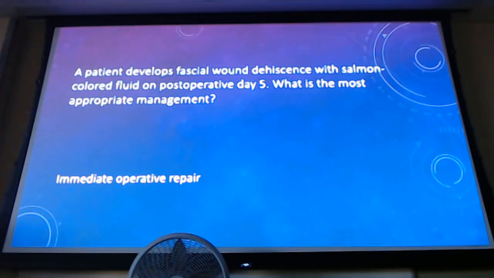Okay, we have to do an immediate operative repair. I have to go in and open up all those sutures. The fascia is dehiscing, meaning you're very likely to eviscerate. One wrong cough, wrong sneeze. If your fascia is already dehiscing enough that you're seeing salmon-colored fluid, you're most likely very close to coming apart completely. And so we take it back to the OR, we unzip them, we wash them out, and we do a planned delayed closure. Okay.